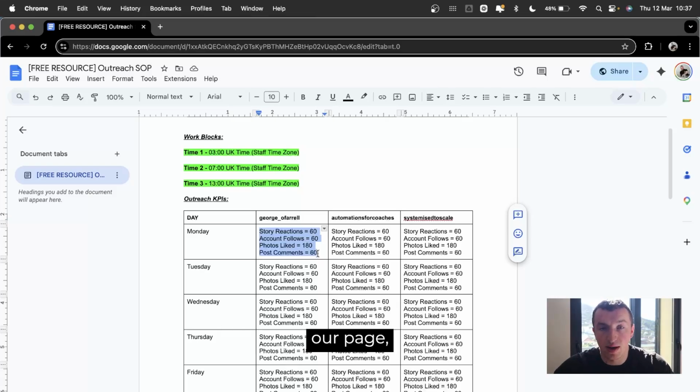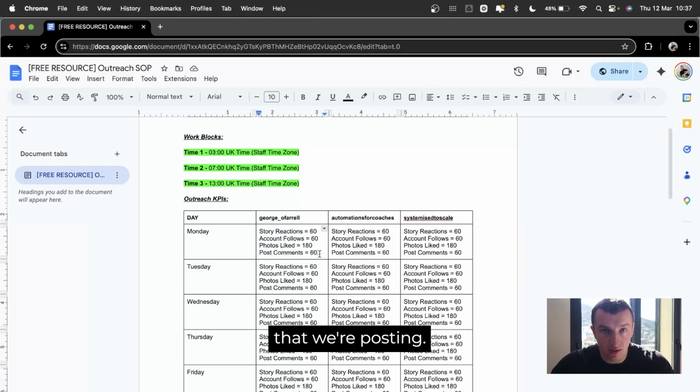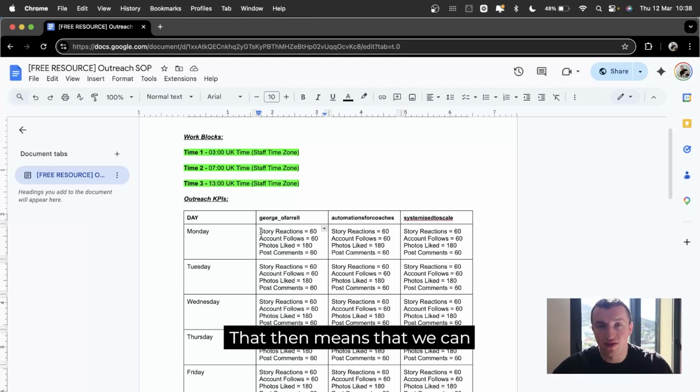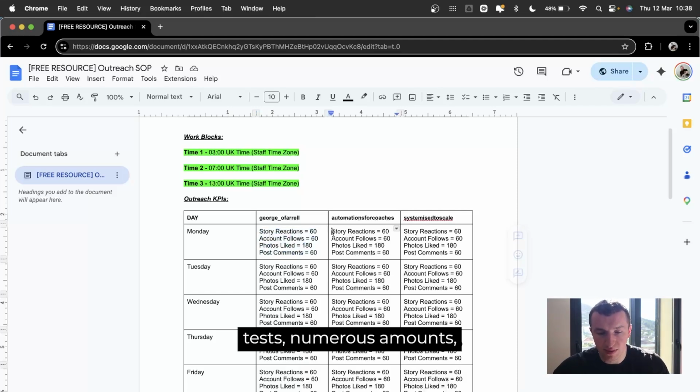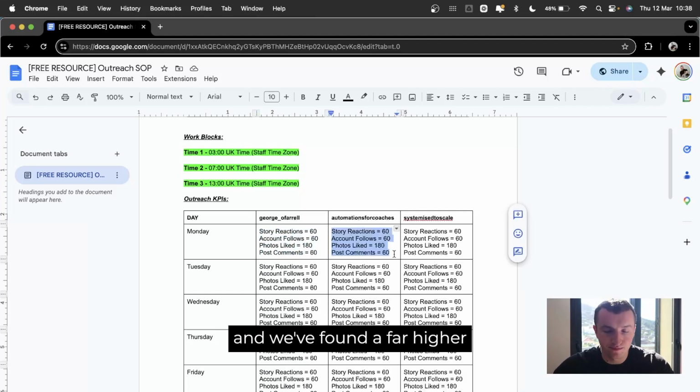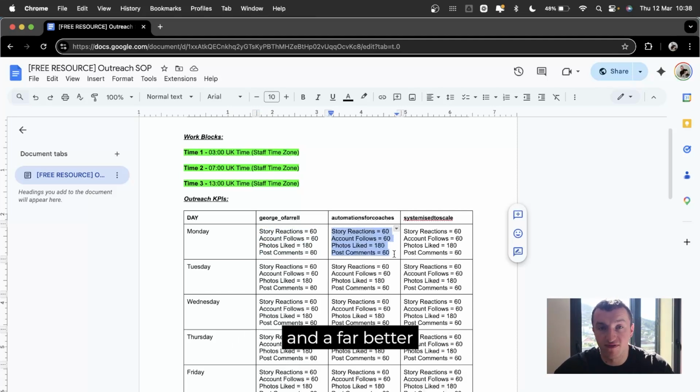When they click through onto our page, there will be a percentage of people that are intrigued and will follow us because they're interested in what we have, essentially the content that we're posting. When they follow our page, that then means that we can message them. We've split tested this numerous times, and we've found a far higher conversion rate and a far better use of our time, instead of just messaging loads of cold prospects, messaging those that follow back.